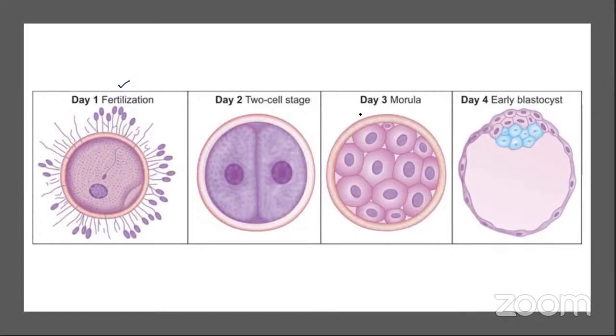On day three, we have the formation of the morula. Remember, the mulberry kind of stage, the 16-cell stage. Next, day 4, we have the early stage of blastocyst, the early blastocyst. You can see the morula has differentiated into the blastocyst, and the zona pellucida layer is no longer there in the blastocyst. So the early blastocyst is the 4th day.